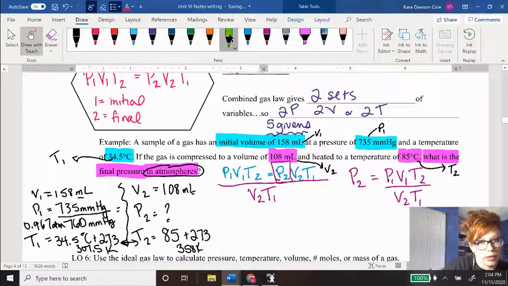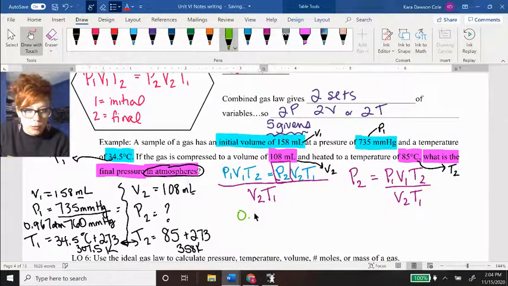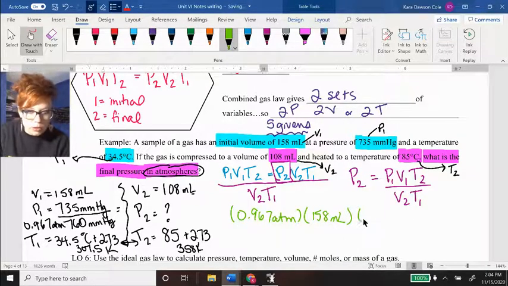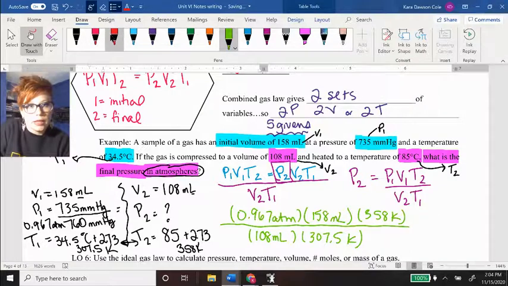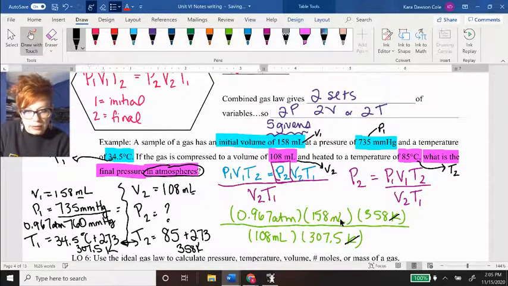So then plugging it into my formula, I get P1, which is 0.967 atmospheres, times V1, which is 158 milliliters, times my T2, which is 358 Kelvin, divided by V2, which is 108 milliliters, also divided by T1, which is 307.5 Kelvin. Now, if you notice here, Kelvin is canceling, milliliters is canceling, and I'm in atmospheres, which is what I want to be in.